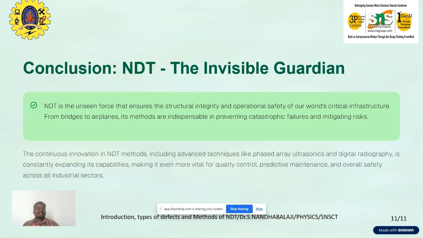The continuous innovation in NDT methods, including advanced techniques like phased array ultrasonics and digital radiography, is constantly expanding its capabilities, making it even more vital for quality control, predictive maintenance, and overall safety across all industrial sectors.